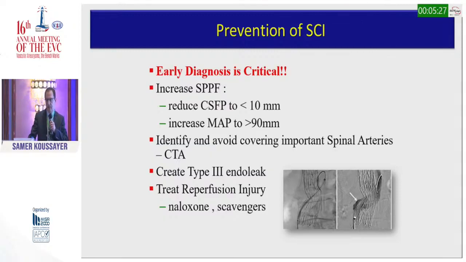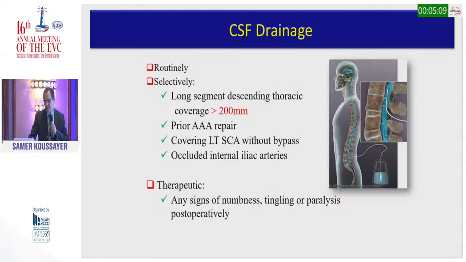What we saw in the last case is that we left a type 3 endoleak. So if we do a complicated thoracoabdominal aortic aneurysm, we leave one branch open to keep perfusion to the sac, and we come back later on to close this type 3 endoleak. And lastly, we treat reperfusion injury with naloxone and scavengers.